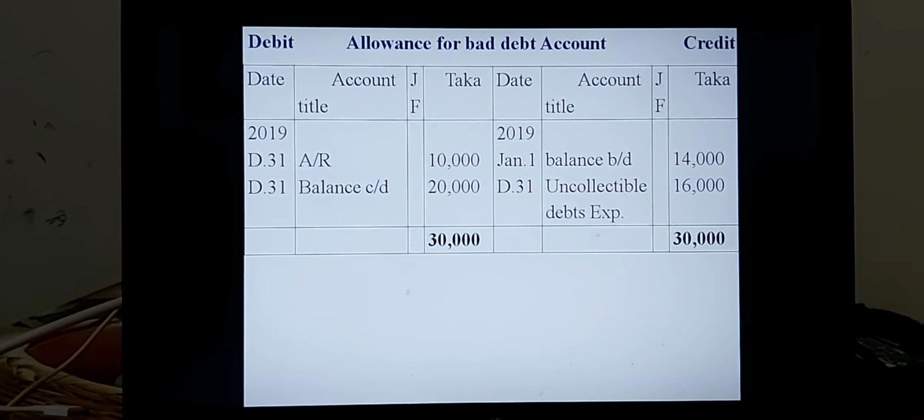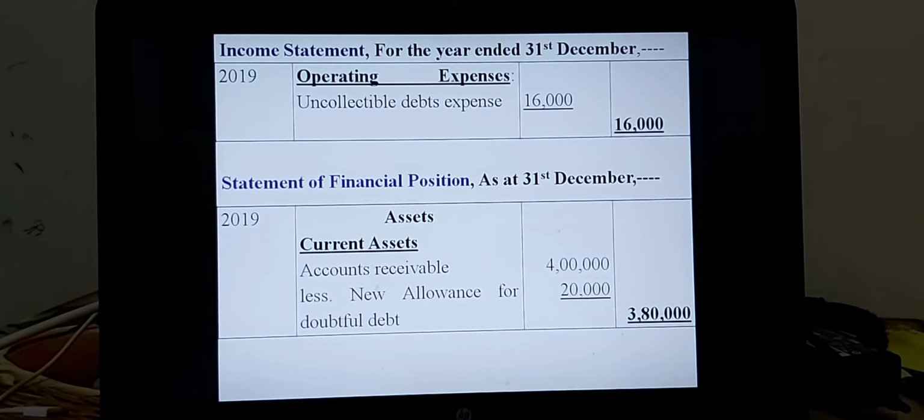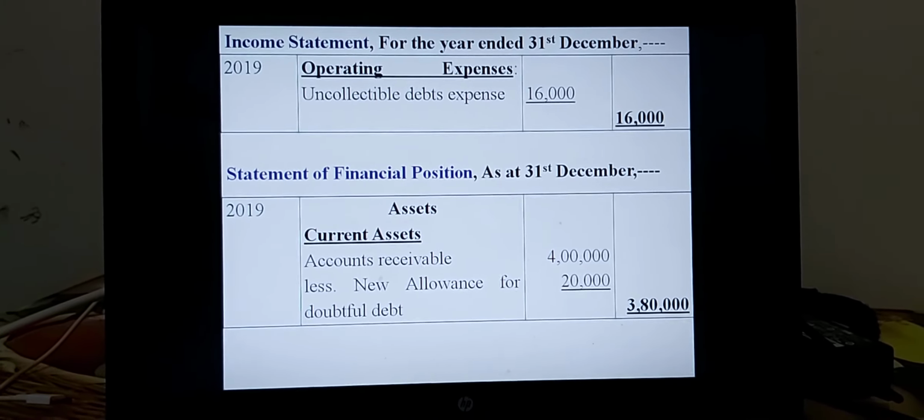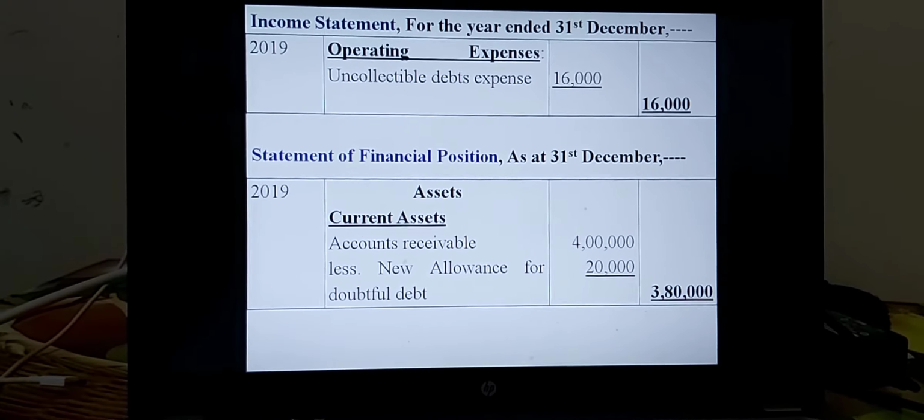Requirement C: how to show in the income statement and statement of financial position the bad debt, bad debt provision and debtors amount. So at first you can go for showing the income statement. And the very easiest, only 1 year posting is to be transferred to the income statement and financial position.